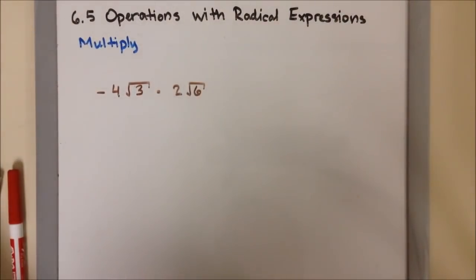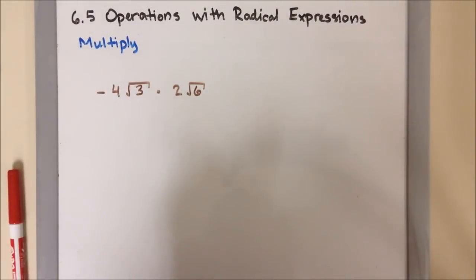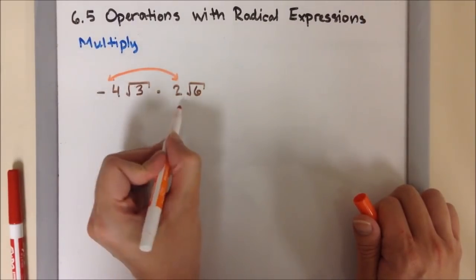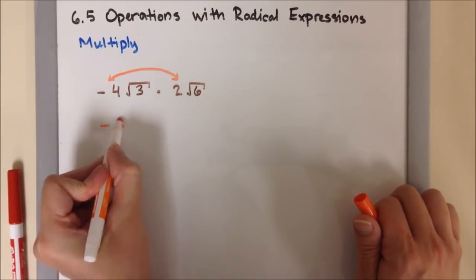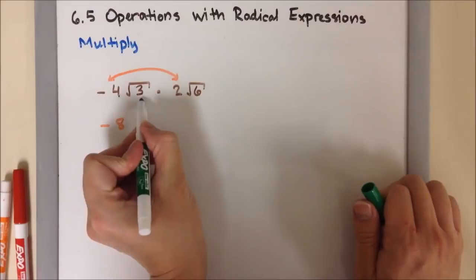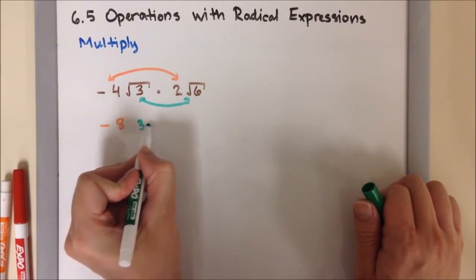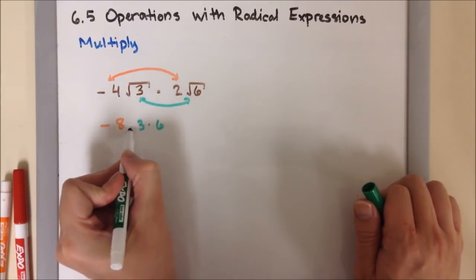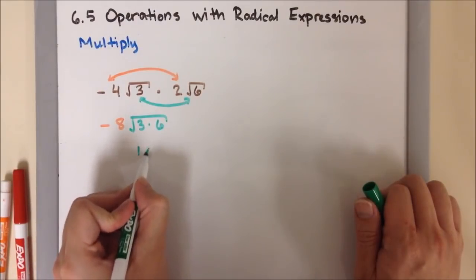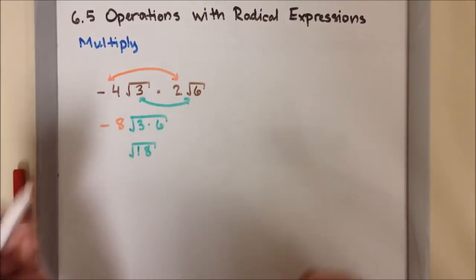In this next example, we have negative 4 square root of 3 times 2 square root of 6. So just like in the last example, I'm going to multiply my outside numbers, negative 4 and 2, which is negative 8. And then I'm going to multiply my radicals. So it's going to be square root of 3 times 6, which will become square root of 18. And I'm still going to have my negative 8 on the outside.